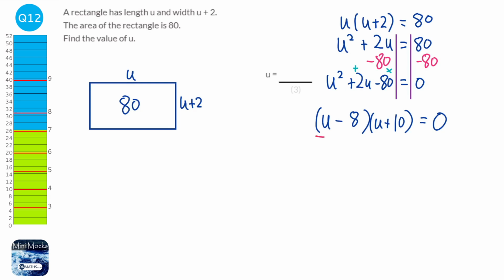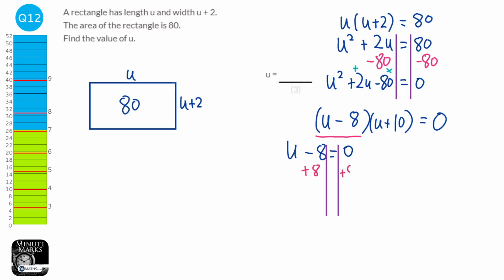Okay, last thing is we get each of our brackets equal to 0, so we can solve them. Let's just do this in normal colour. So u minus 8 equals 0. And let's solve that. And so we're going to add 8 to both sides. And we've got u equals 8.